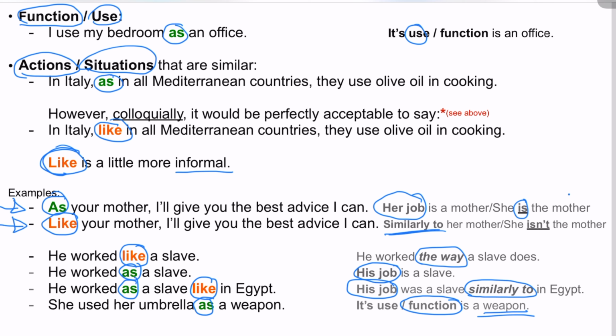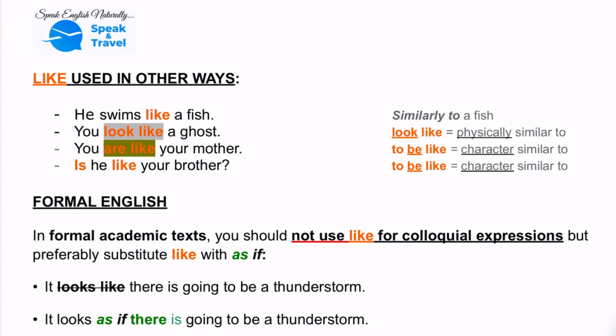And you can use an umbrella as a weapon because it has a sharp point to keep people at a distance. Now, like can be used in other ways too. For example, we can say he swims like a fish means he swims similarly to a fish. This is an example like the ones above, so similar to the ones above.